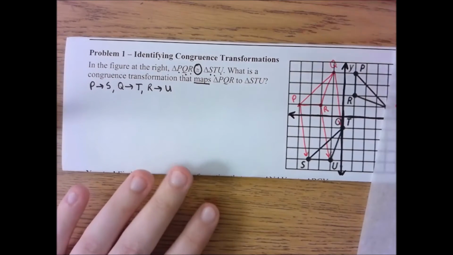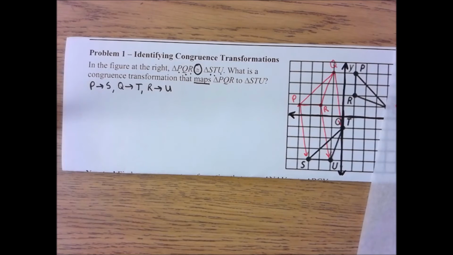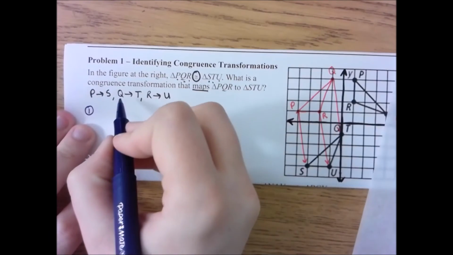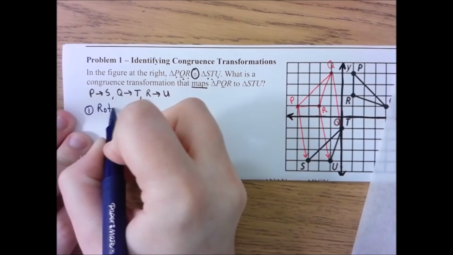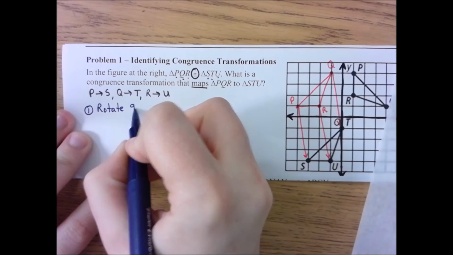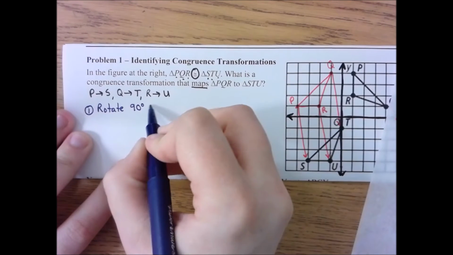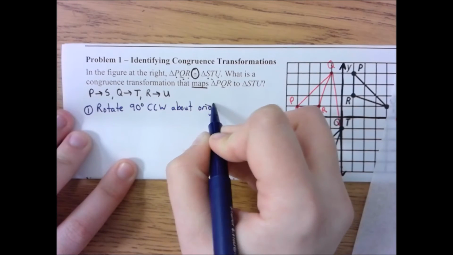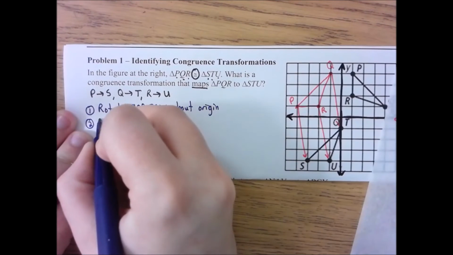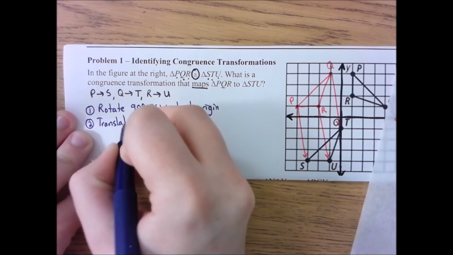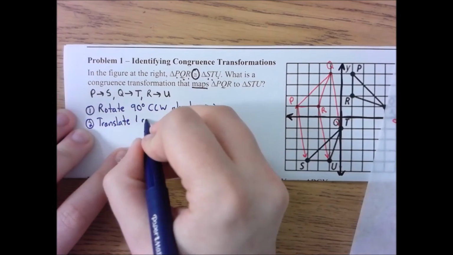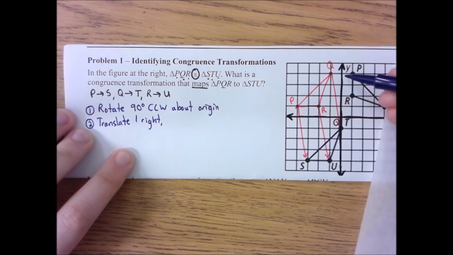So let's go off to the side and write what we did. First thing we did was we rotated 90° counterclockwise about the origin. And then we translated. Looks like we went 1 unit right and 1, 2, 3, 4, 5 units down.